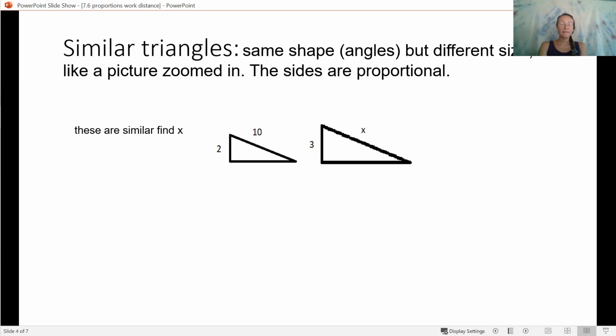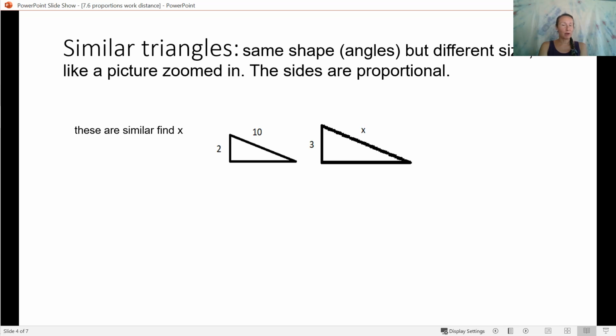Another place we come across proportions is when we look at similar triangles. Similar triangles have the same shape, meaning the same angles, but they're a different size. So similar triangles are basically like a picture that's been zoomed in, right? Everything is still proportional. It's just either bigger or smaller. So once you know that two triangles are similar, like in these two in the example, we just set up our proportion and we can solve for the length of that final side.